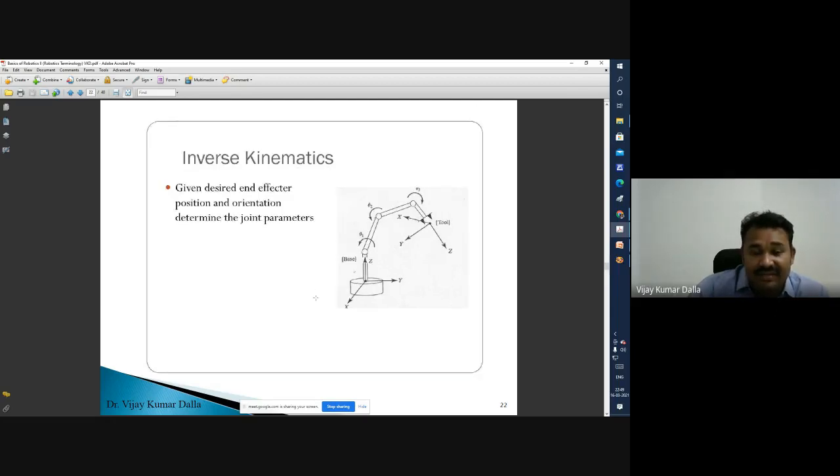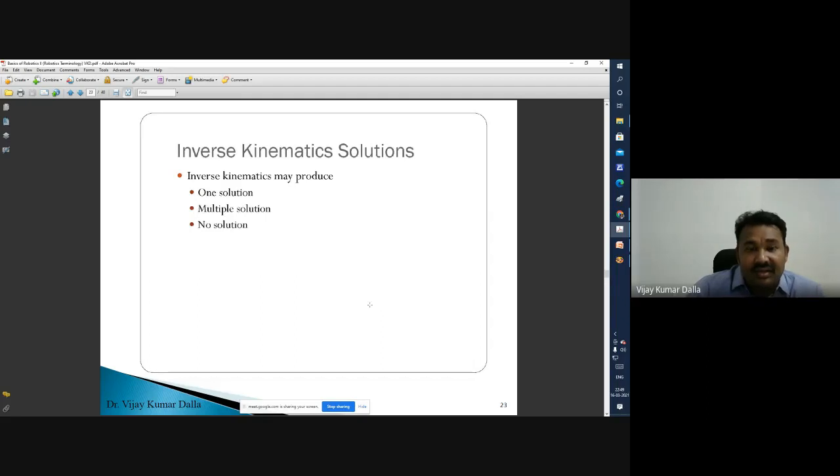In inverse kinematics, now we want to know the joint variables. So the input is the end effector position and the outputs are the joint variables. If you talk about solutions of forward kinematics and inverse kinematics, inverse kinematics gives three possibilities: one solution, multiple solutions, or it may also be no solution.